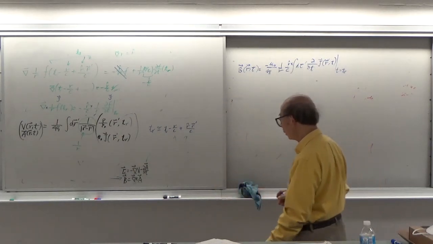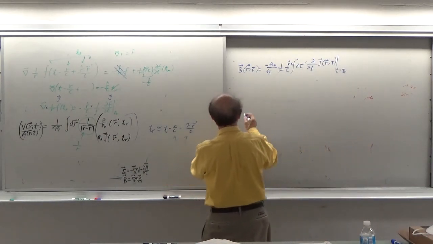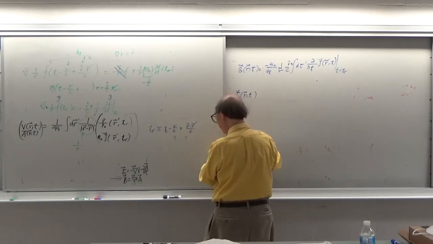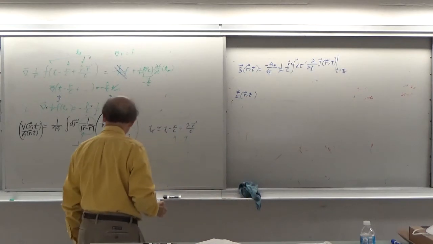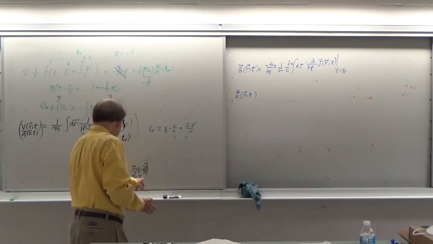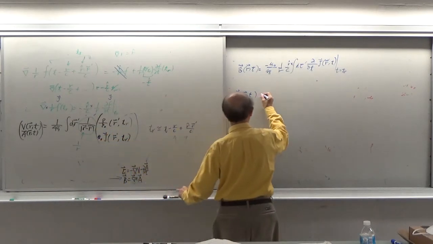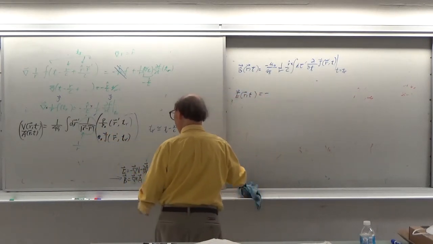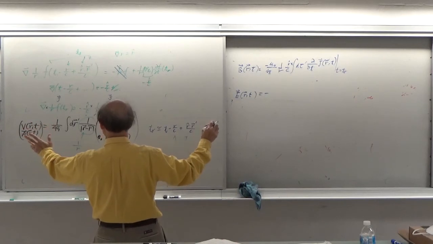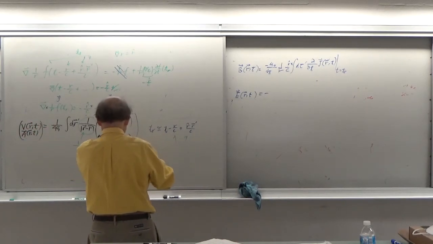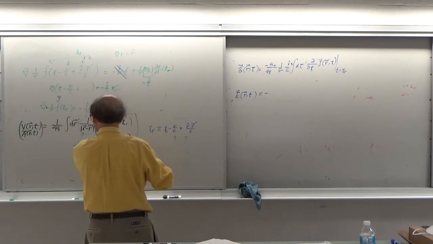Next, let me write down E. It consists of two terms. This first term is minus del by del t of A, and A is here. So del by del t acting on this.